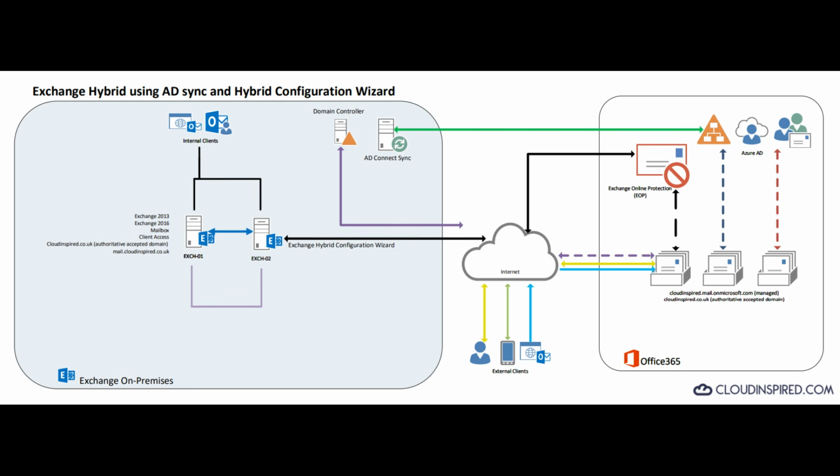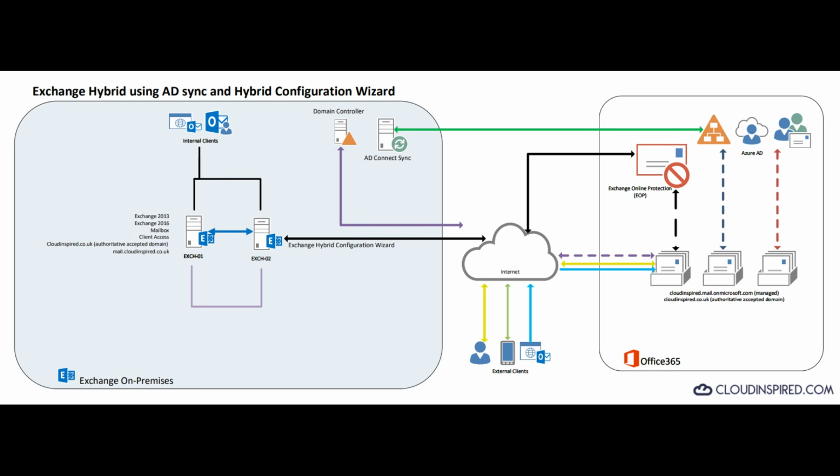In this scenario, it offers a low risk and a planned approach which is seamless to end users. So hybrid configurations are available for Exchange organizations that contain at least one Exchange 2010 SP3 or later server. In this scenario, we will be running two Exchange servers, as you can see there in the diagram, one 2013 and the other 2016, with our domain cloudinspired.co.uk. So we will install the hybrid connector on the Exchange 2016 server.